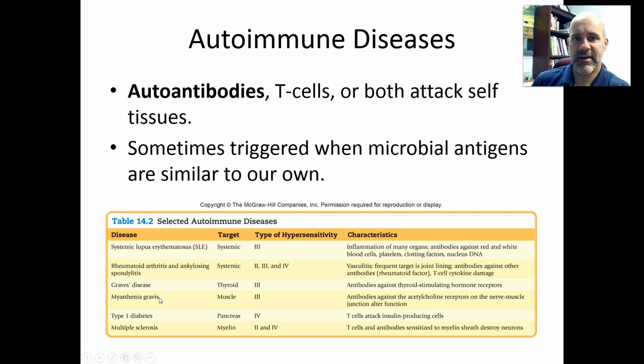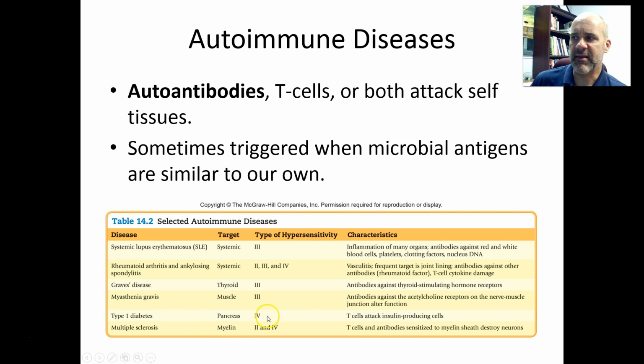Myasthenia gravis is an immune disorder that involves antibodies that attach to the acetylcholine receptors at the neuromuscular junction. Remember, those are the receptors on your skeletal muscle fibers that receive acetylcholine signals from motor neurons. And so when that happens, the motor neurons can't communicate with the skeletal muscle fibers and tell them to contract. So you can have problems with muscle contraction.